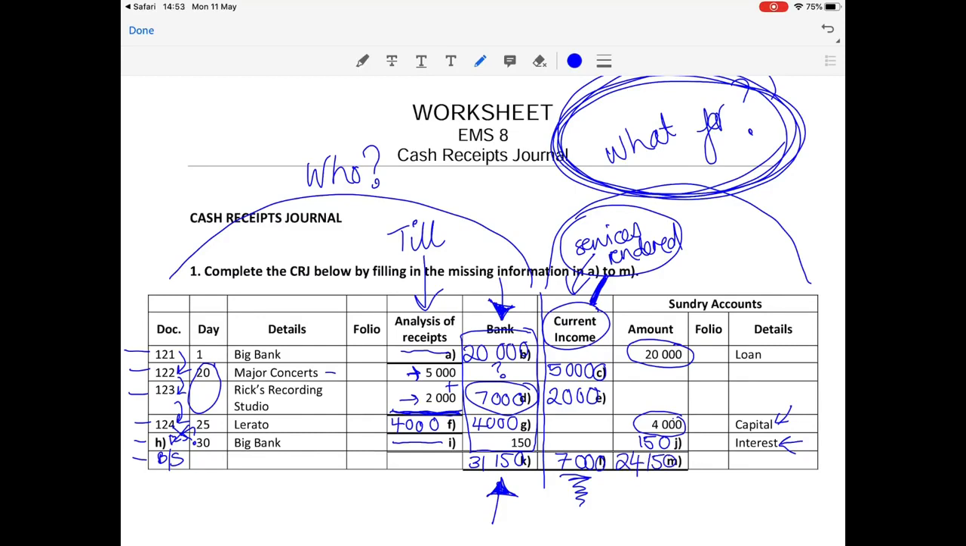Your last column is your sundries total, and that, if you add it up, gives you 24,150. And remember, your columns on your right-hand side must add up to your bank column. So your current income column plus your sundries accounts column, if you add them up, you get a total of 31,150. That equals your bank column, so your journal balances.